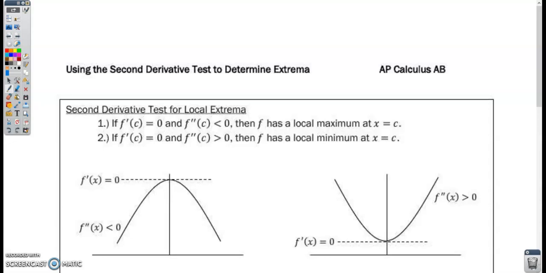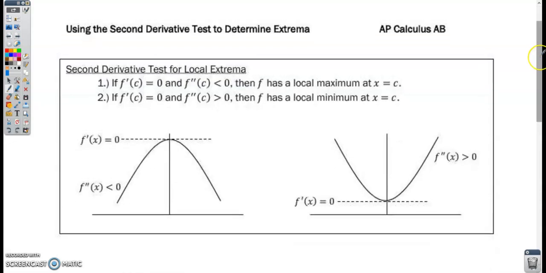So here we go. In the box, you see the second derivative test for local extrema. Notice that both parts of this start with f prime of c being equal to 0. The second derivative test only applies when the derivative here is equal to 0, and we need to know if f double prime of c is less than 0, then there's a local maximum.